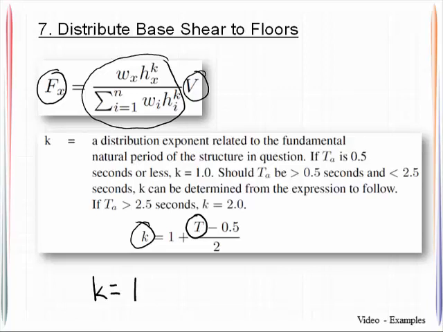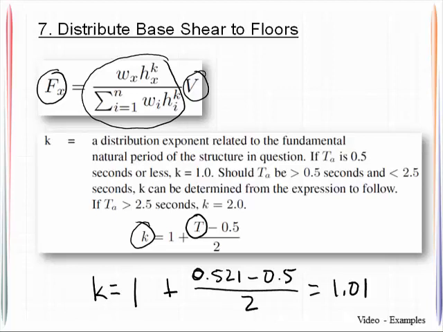So here's K. So we get 1 plus 0.521 minus 0.5, all divided by 2. That computes out to be 1.01. Now that's pretty darn close to 1, and we may be tempted to just go ahead and use the value of 1 for that. However, to be completely proper here, we will go ahead and carry the calculations out as we are told to do.